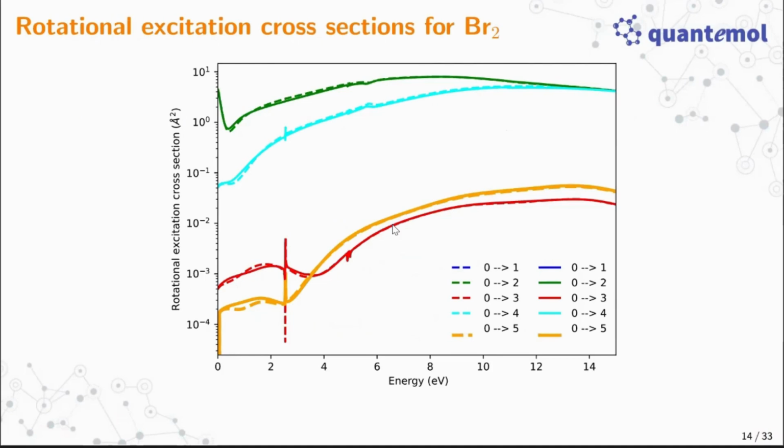I calculated rotational excitation cross sections as well for J equals 0 to J prime transitions. All electron, again, dashed lines, ECP solid. Everything looks good here too. So we can be reasonably confident this test case certainly seems to have worked out as well as we could have hoped.